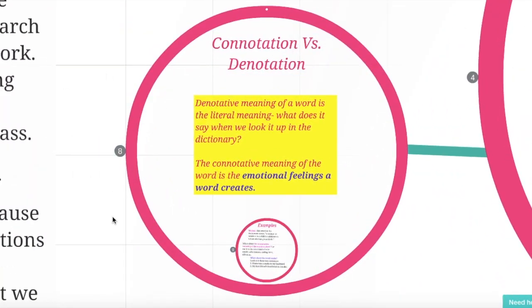All right, so let's look at this connotation versus denotation idea. When we're using word choice, we have to think about the implications that the word choice has on our audience. So a denotative meaning of the word is the literal meaning. What does it say when you look it up in the dictionary? And then the connotative meaning of the word is the emotional feelings a word creates. So when we're writing persuasively and we are trying to persuade other people to our side of the fence, we might use emotionally charged language and loaded words to help make connections between our audience and the topic.